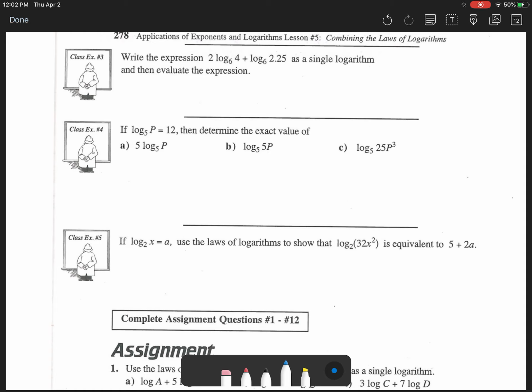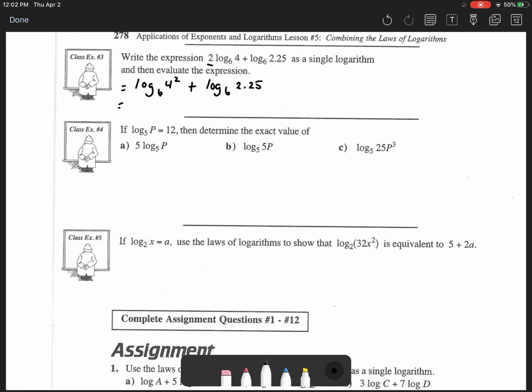Very similar type question: write the expression as a single logarithm and then evaluate the expression. So this time when they say evaluate at the end, that means they also obviously want a numerical value. So first thing I can do here is take the first expression and write it like this: log base 6 of 4 squared. That 2 in front goes up to be an exponent. Plus, this is going to be a tough one. I'm going to leave it like this for right now. Log base 6 of 2.25.